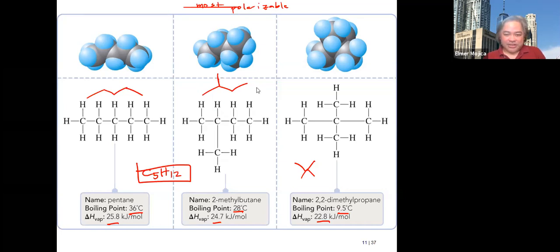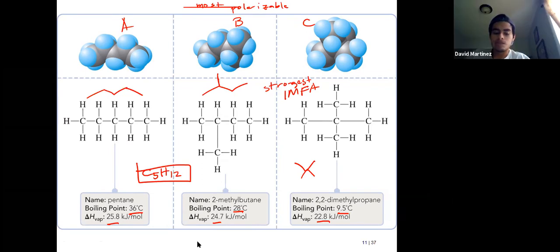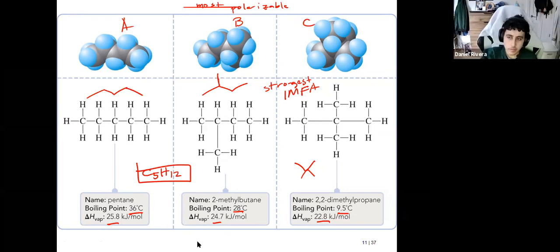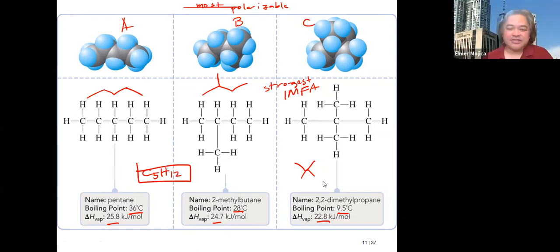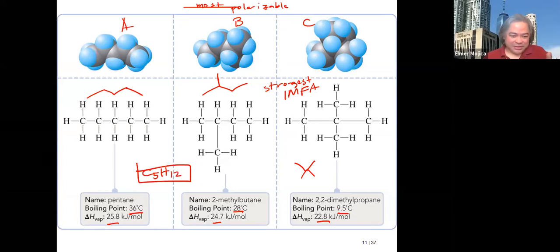So which is the strongest IMFA among the three? I put this as A, this as B, this as C. Is it A, B, or C? C. Which has the strongest properties? A, I think it's A. The answer is A because it has the highest boiling point and the highest heat of vaporization.